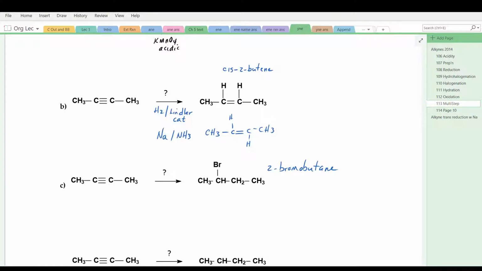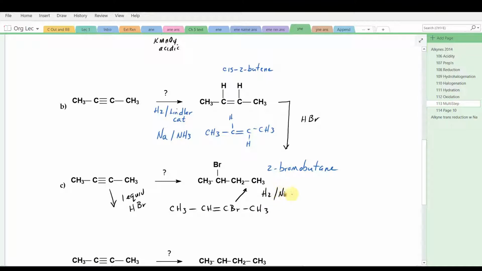Well, how about if we took the product from the previous reaction, the alkene, and then added HBr? That would do it. Alternately, you could first add 1 equivalent of HBr, because the reaction does stop after 1 equivalent. And then hydrogenate. Hydrogen on any of the standard catalysts.